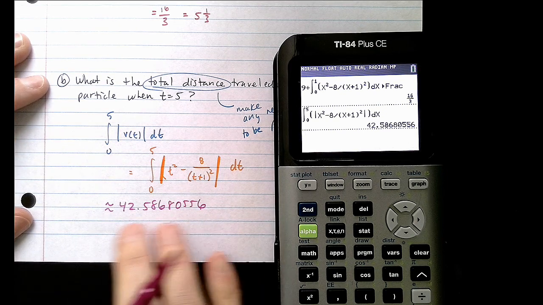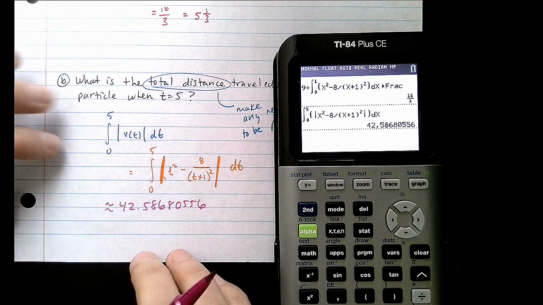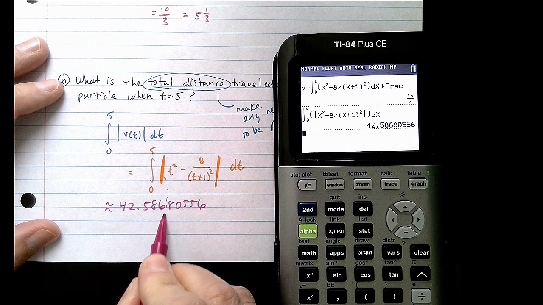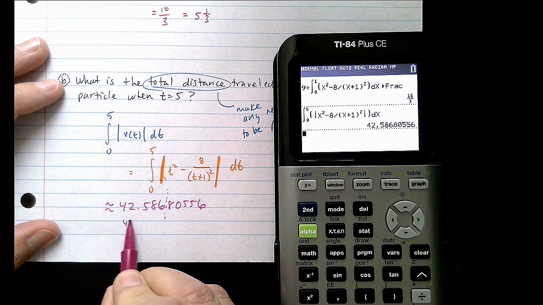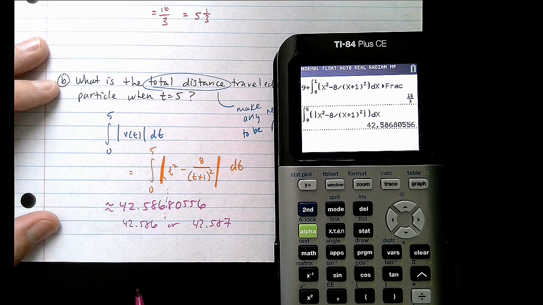So this is our total distance traveled by the particle when t is 5 seconds. Now let's review quickly. There's two ways you can write this answer. You can write it as 42.586, or in this case, rounding is a possibility. And if there were units attached to this, we might have to read the direction carefully to decide if we needed units.